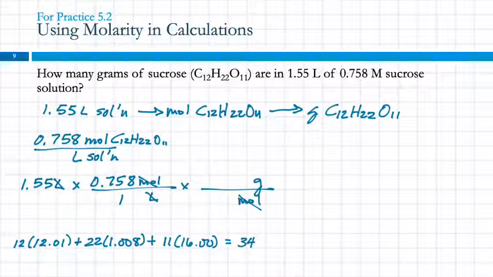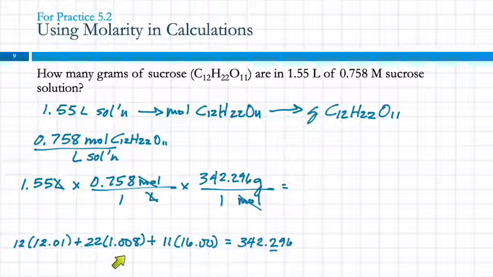the calculator's giving me 342.296. Yeah, I would have 4 sig figs. Those extra 2 are fine. And that's grams for 1 mole. Each of these has 4 sig figs. So the molar mass is 4 sig figs, but the answer has 3 sig figs.